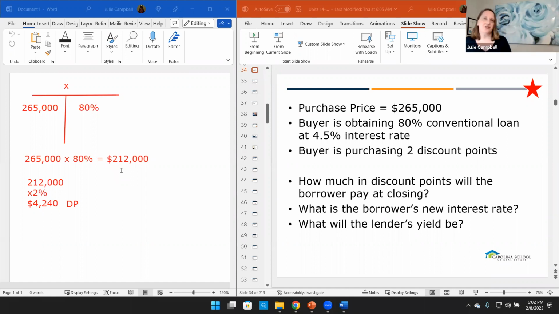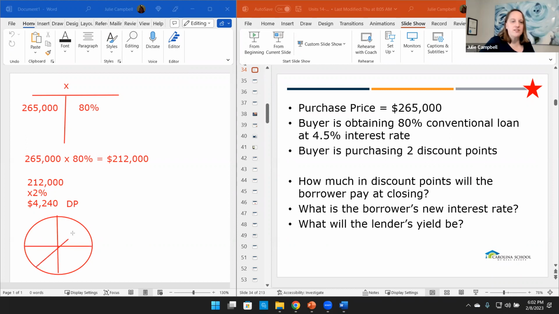The percentages, not the points themselves. The discount points tells us the percentage. The other thing that the discount points tells us is how many pieces of discount point pie. So now the next question says, what is the borrower's new interest rate and what is the lender's new yield?